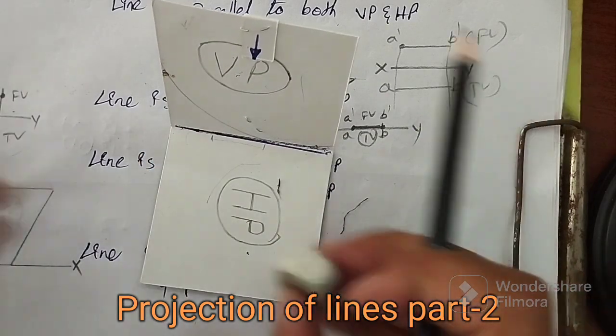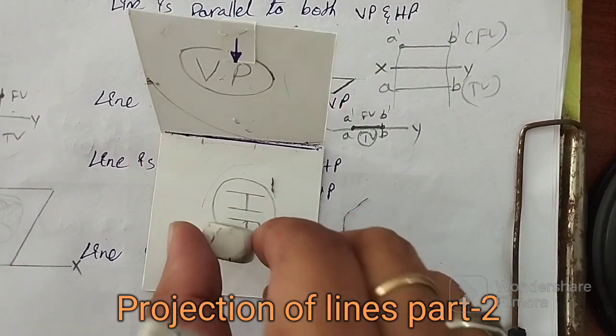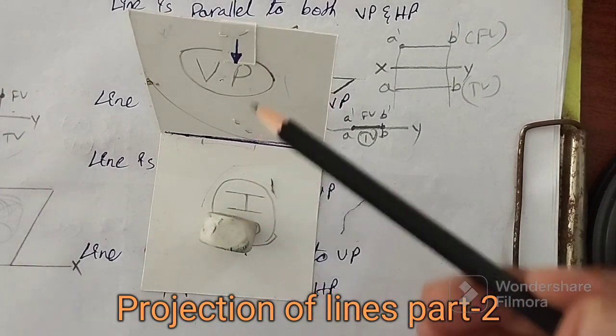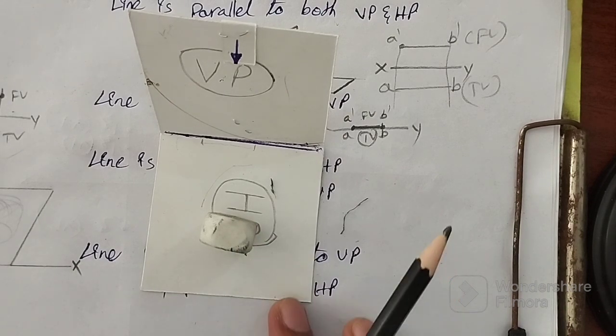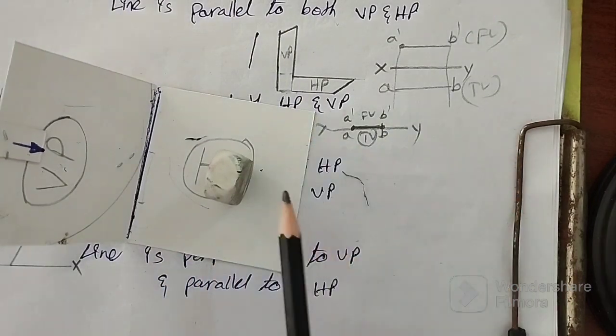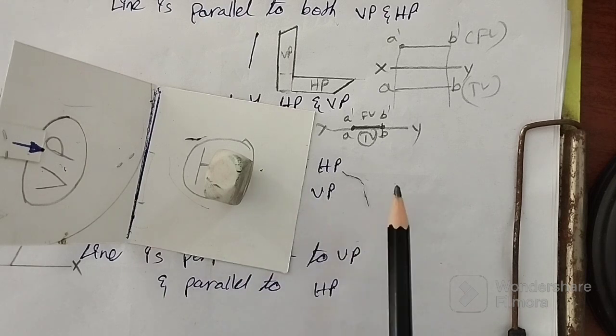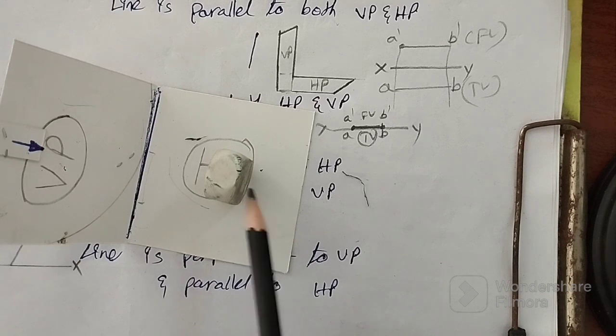Let's take an eraser. If I put an eraser here, this eraser is perpendicular to HP, whereas parallel to VP. Now if you look at this eraser from front view, I'm turning. So if you look at this eraser from this side, front view means this side, you can see the whole eraser.